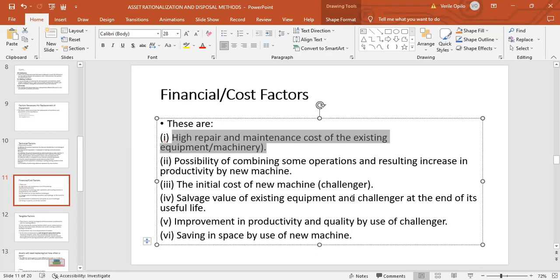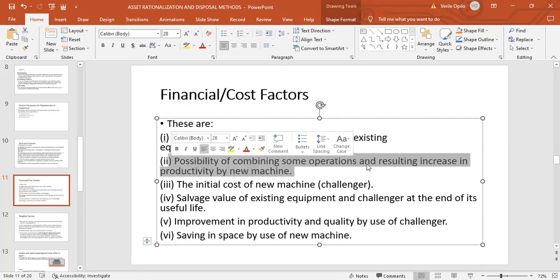And yet you can just buy a new machine that doesn't have a lot of repair and maintenance costs. The other factor that you need to consider is, in the event that we acquire a new machine, can this new machine combine some operations, which will result in increased productivity and reduced cost for the business?